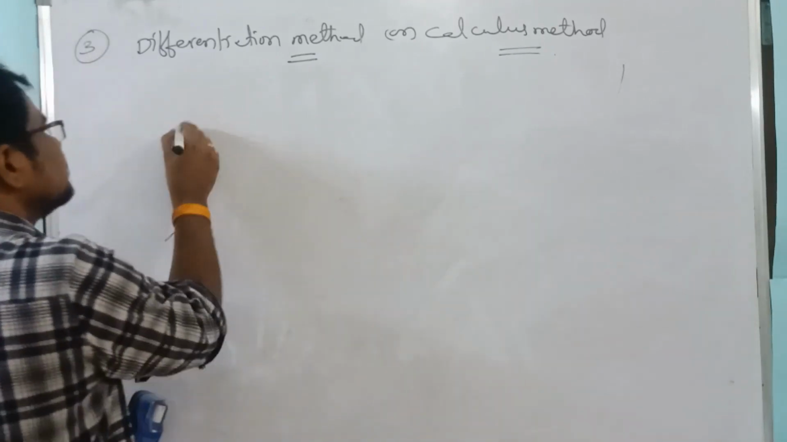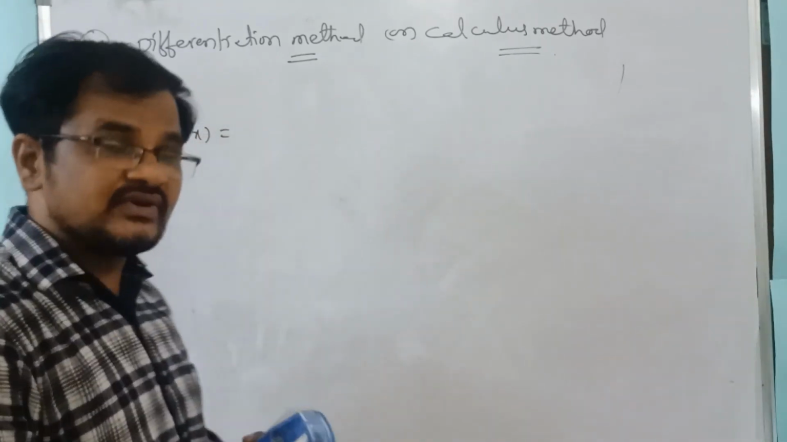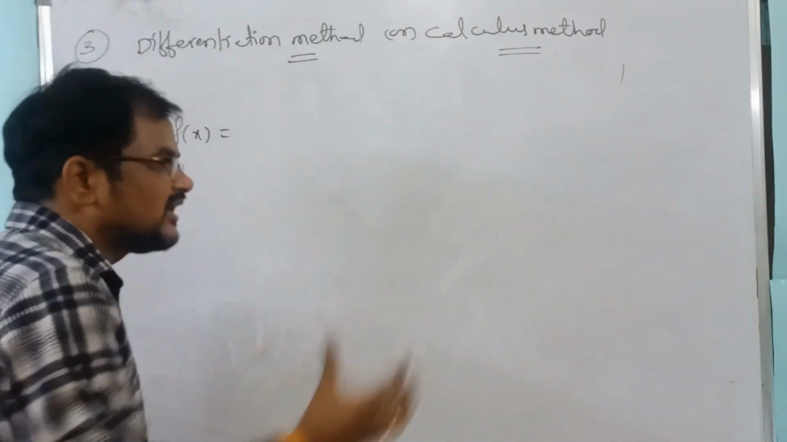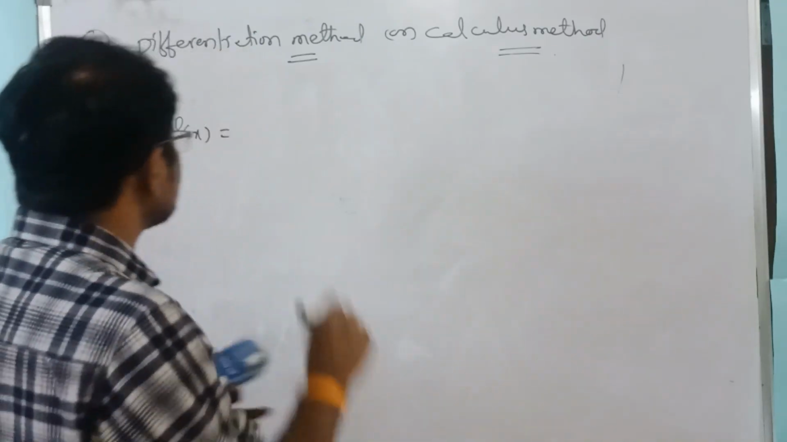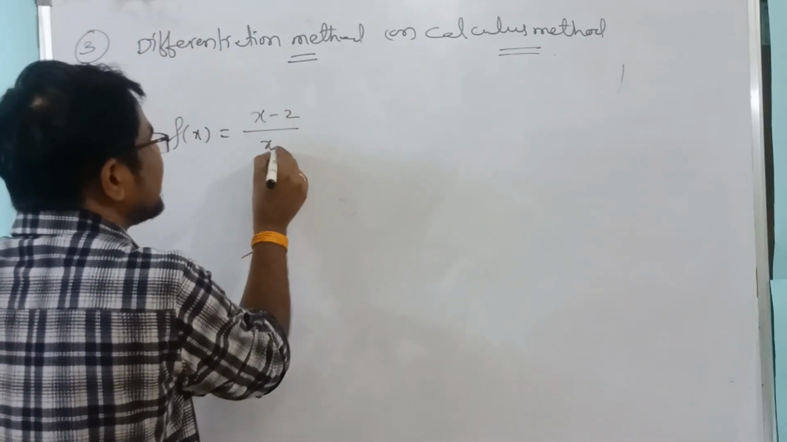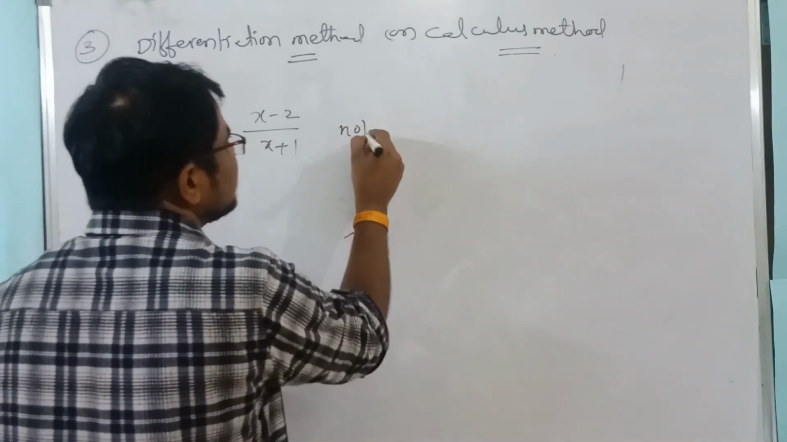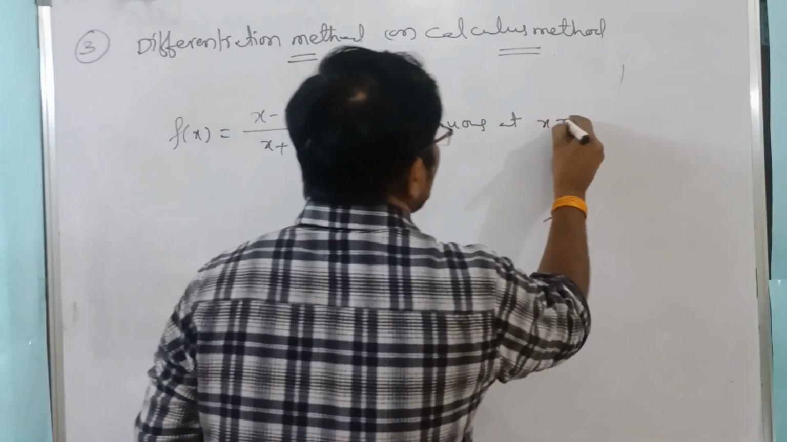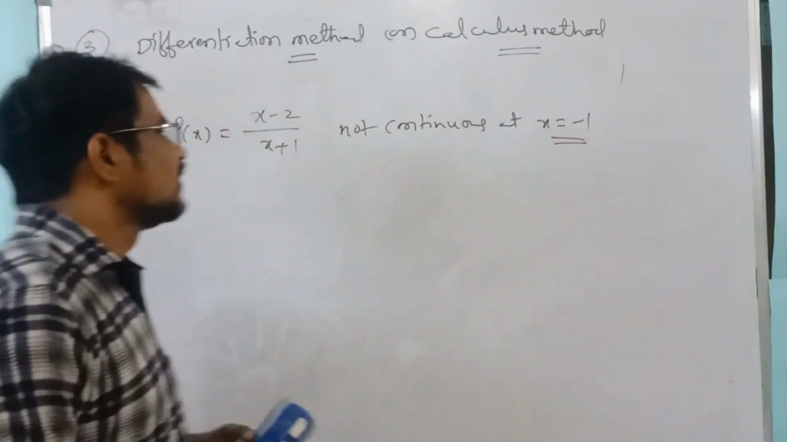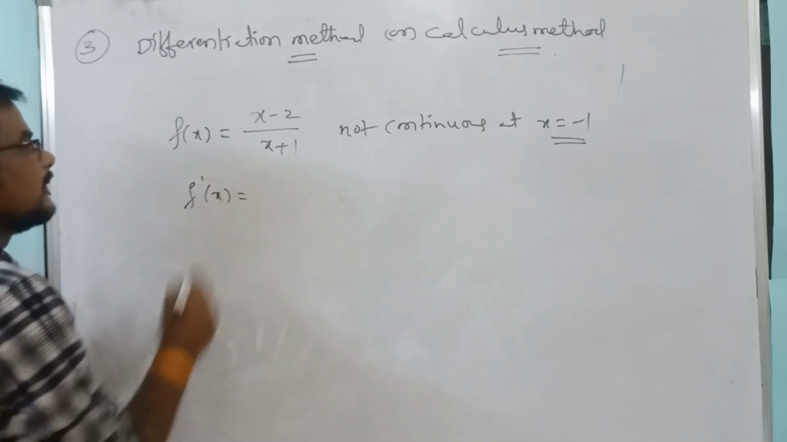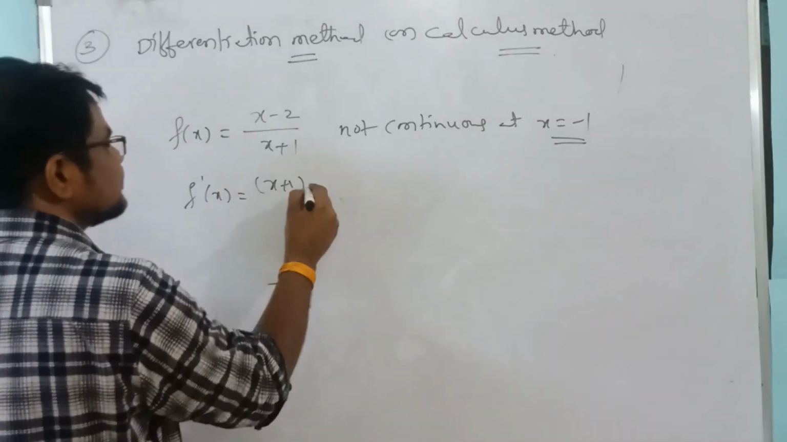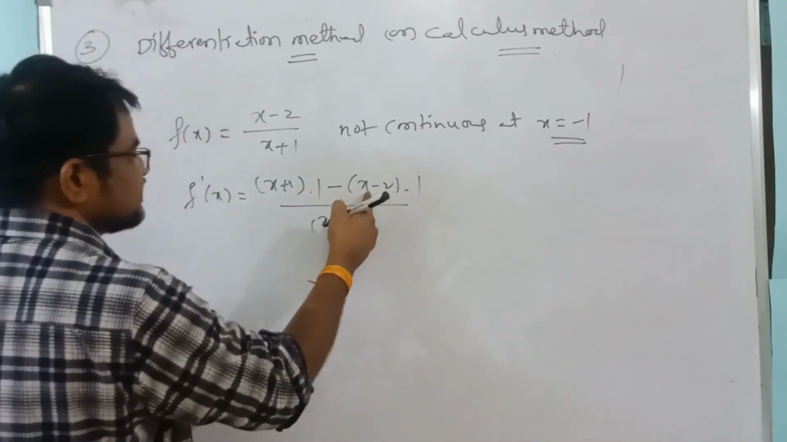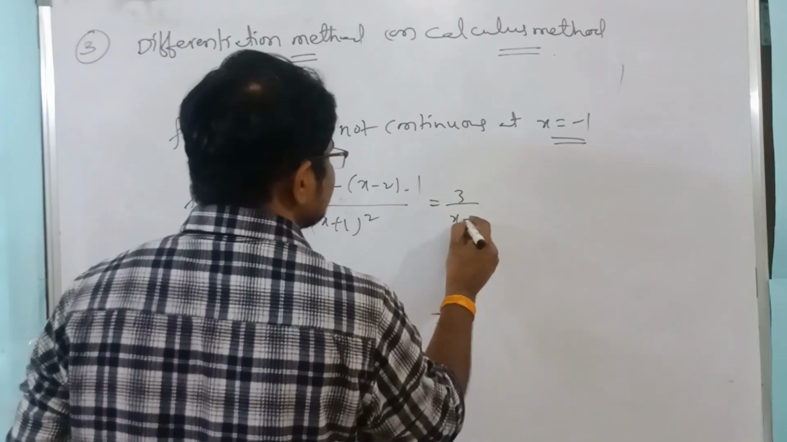So for example, whenever a function is discontinuous, at that time also, for finding 1-1 or many to 1, you have to observe carefully. Suppose you take one example, (x minus 2) by (x plus 1). It is not continuous at x equal to minus 1, right? So do the differentiation: f dash x equals ((x plus 1) times 1 minus (x minus 2) times 1) divided by (x plus 1) whole square. So minus x plus x get cancelled, that is 3 by (x plus 1) whole square.